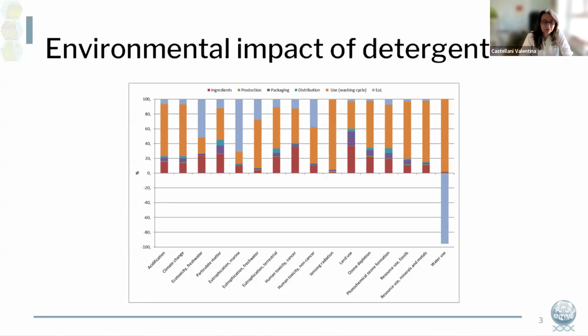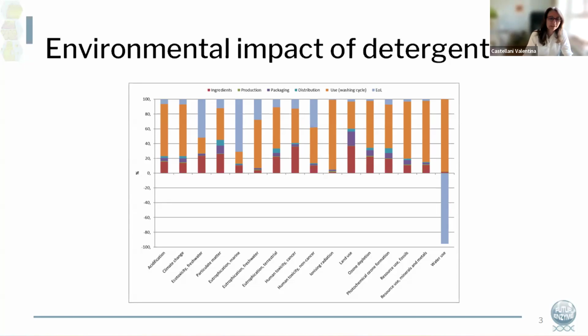What you see here is the contribution of the different life cycle phases. So from the production of the ingredients to the manufacturing of the detergents, the packaging, the distribution, the use, so the washing cycle, and the end of life, that in this case is wastewater treatment, so treatment of the water that comes out from the washing machine. Sorry, before I think I said dishwasher, which obviously is not the case.